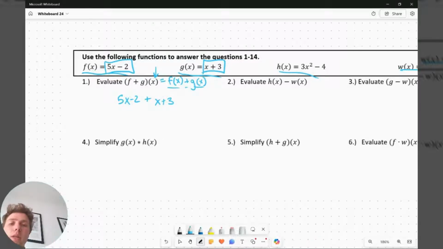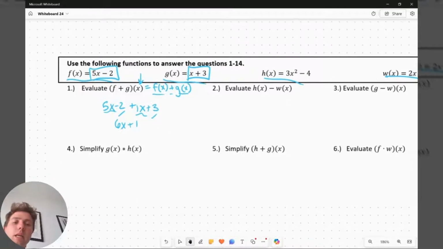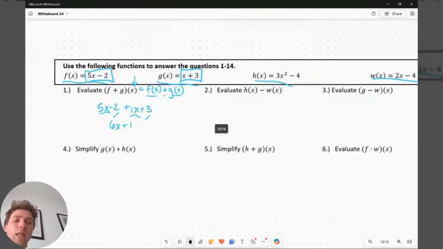Well, that's pretty simple. I just replace the different letters with their respective equation or function, and then you just combine like terms. In this case, 5x plus the 1x gives us 6x. Combine the negative 2 and the 3 to give us a positive 1. There is our first answer. Not every type of operation, though, is that simple.